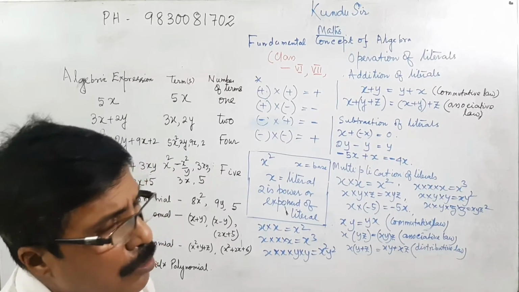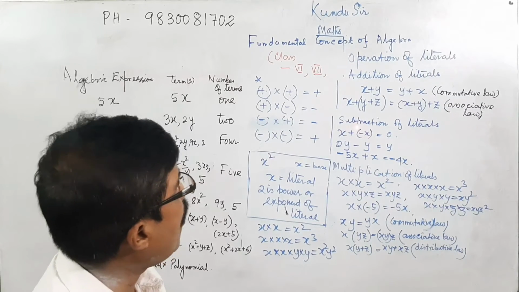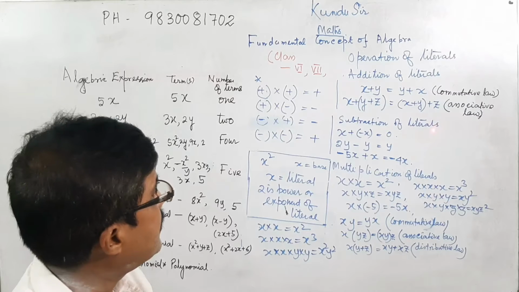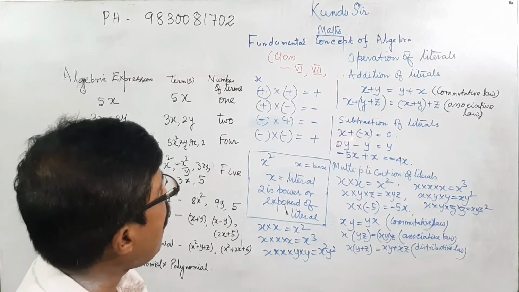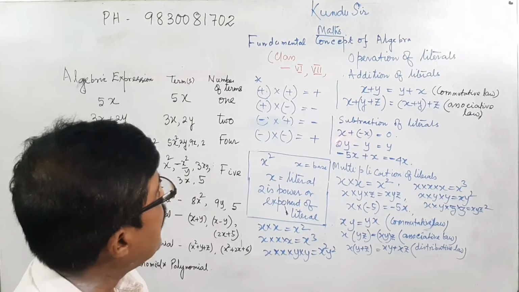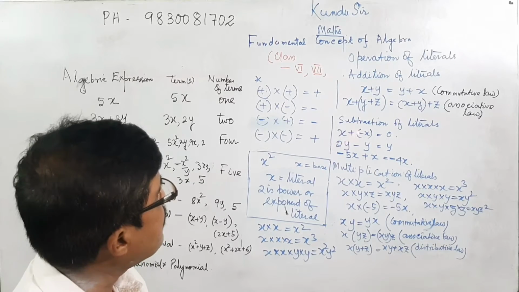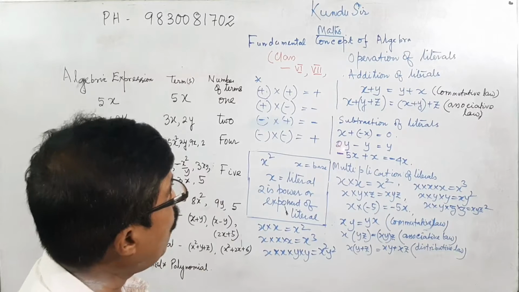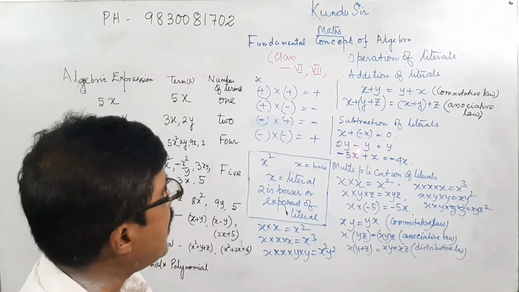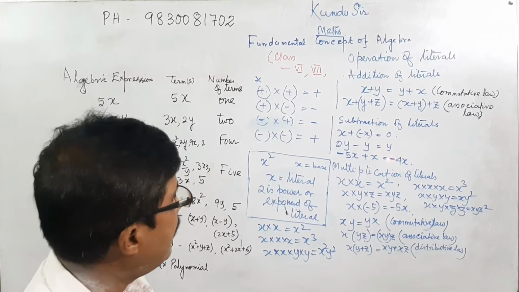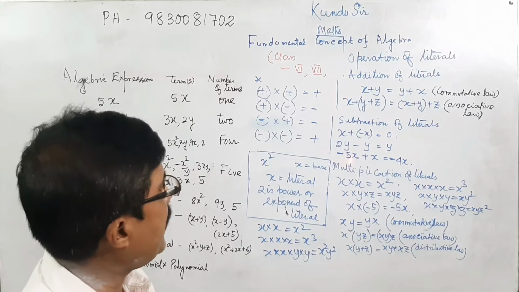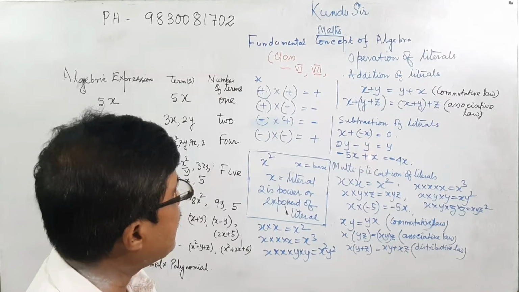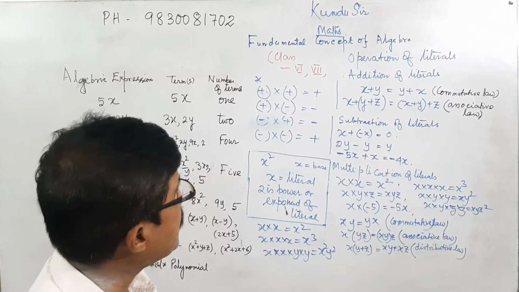Now I am discussing the subtraction of literals. Subtraction of literals. Now X plus minus X equal to 0. Then 2Y minus Y equal to Y. We have minus 5X and plus X. That net result is minus 4X.